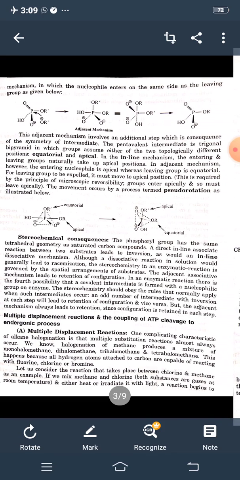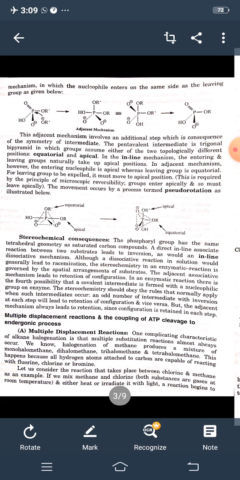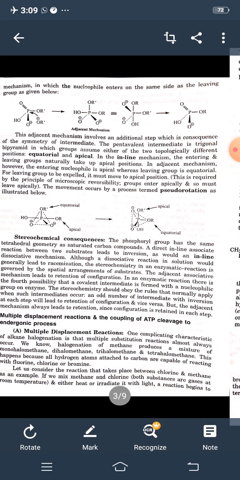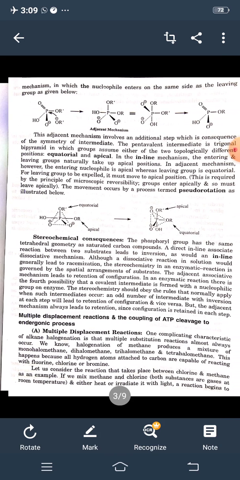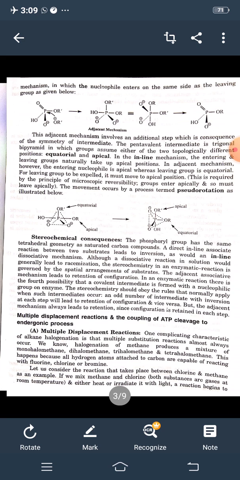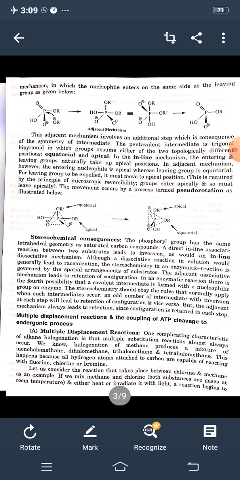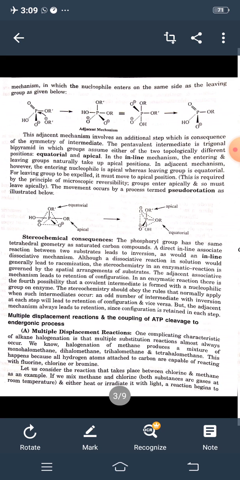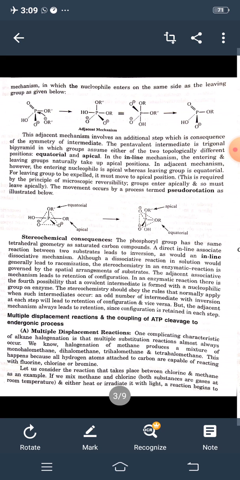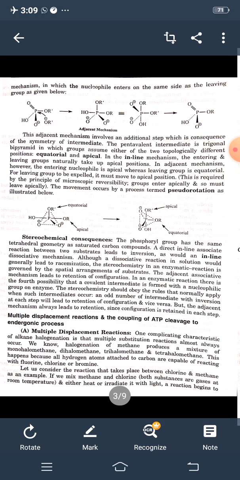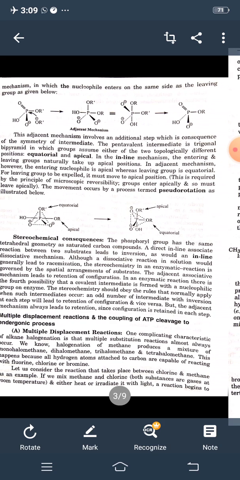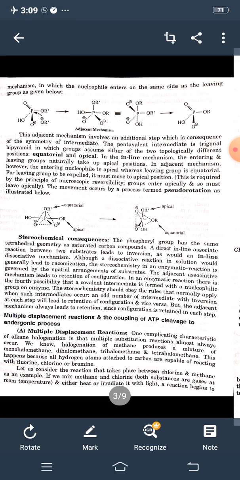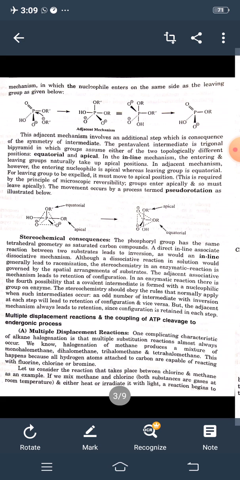Now, multiple displacement reactions and the coupling of ATP cleavage to endergonic process. A. Multiple displacement reactions. One complicating characteristic of alkane halogenation is that multiple substituent reactions almost always occur. We know the halogenation of methane produces a mixture of monohalomethane, dihalomethane, trihalomethane and tetrahalomethane. This happens because all hydrogen atoms attached to carbons are capable of reactions with fluorine, chlorine or bromine.